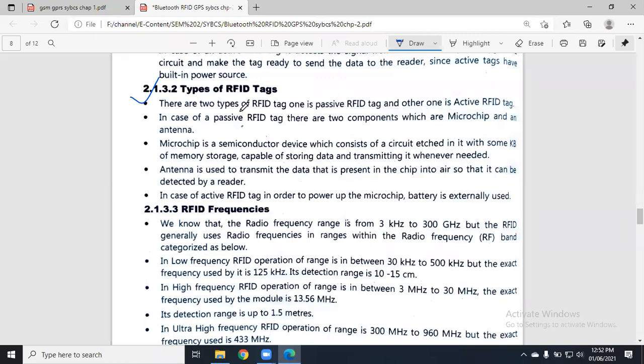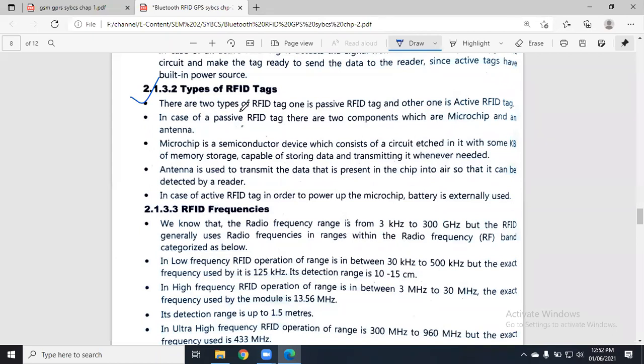That chip is going to have some sort of memory, and the size of that memory is about KB. KB is very, very small memory. It is capable of storing data and transmitting whenever it is needed. Next, the antenna is used to transmit the data that is present in the chip into the air so that it can be detected by the reader.